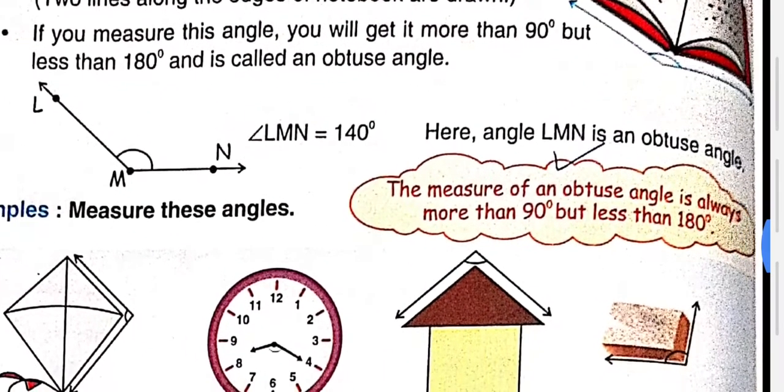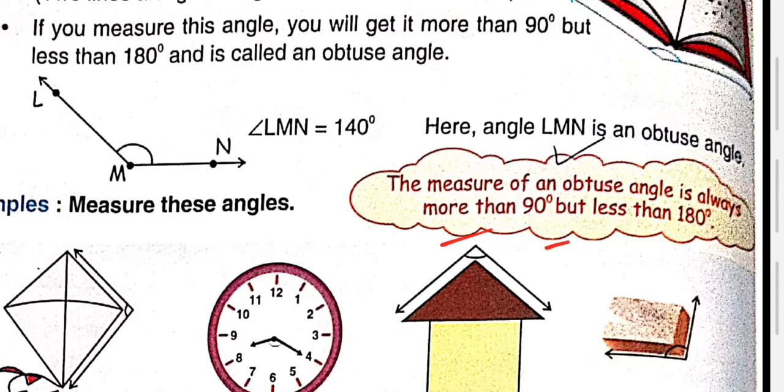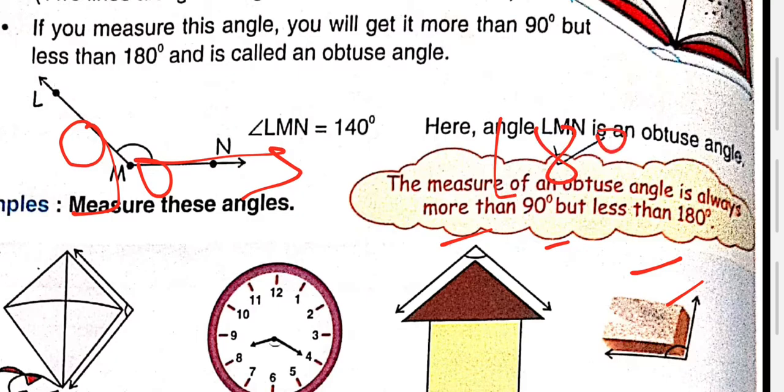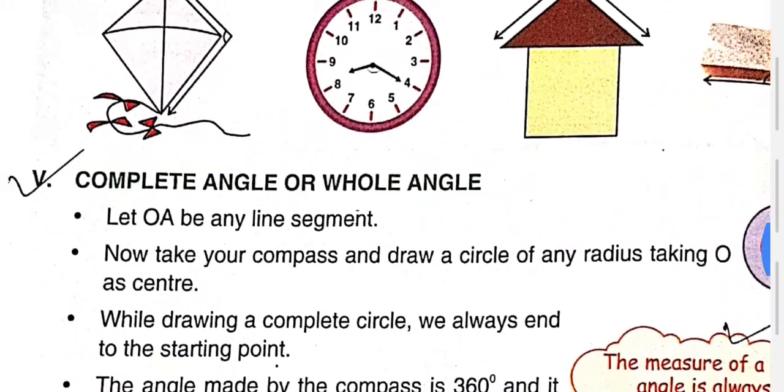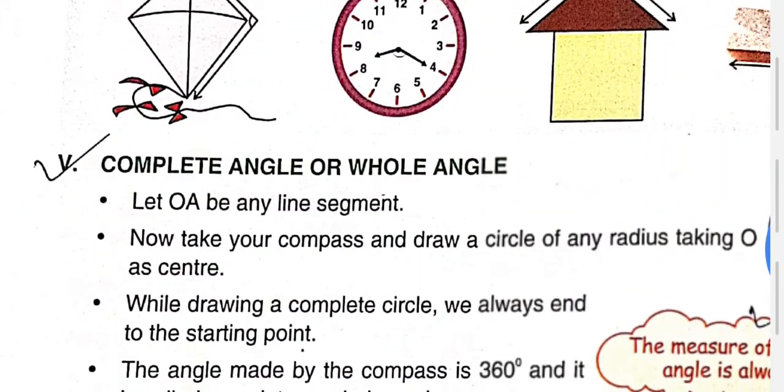The measure of an obtuse angle is always more than 90 but less than 180. In simple words we can say that they lie between 90 and 180. They are known as what? Obtuse angle.